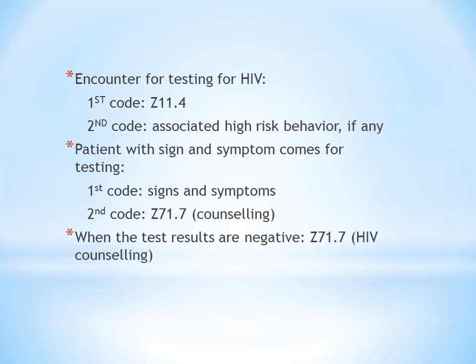The next one: a patient with signs and symptoms comes for testing. That is, the patient is having some signs and symptoms of HIV and then comes for testing. Then the first code will be that particular sign and symptom, whatever sign and symptom he has. And the second code will be a counseling code, that is Z71.7.